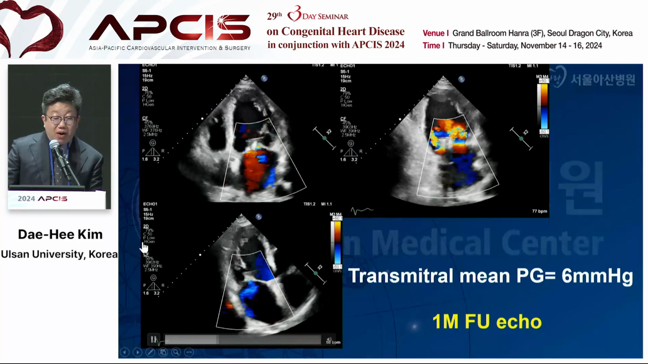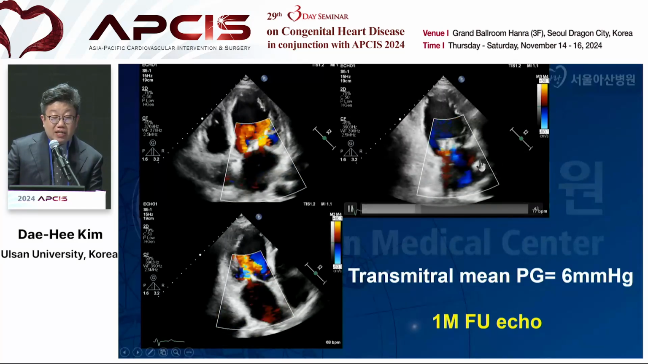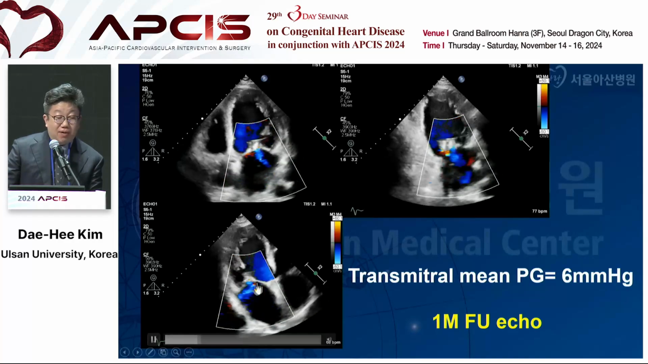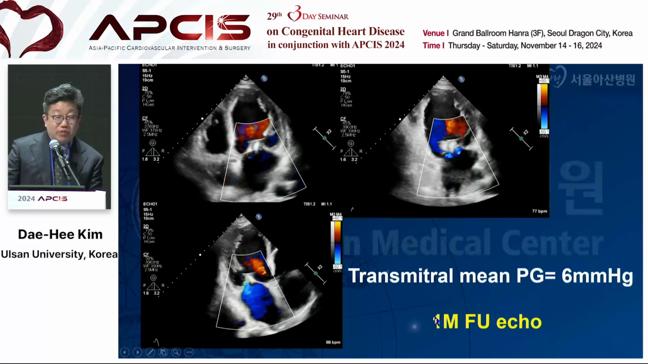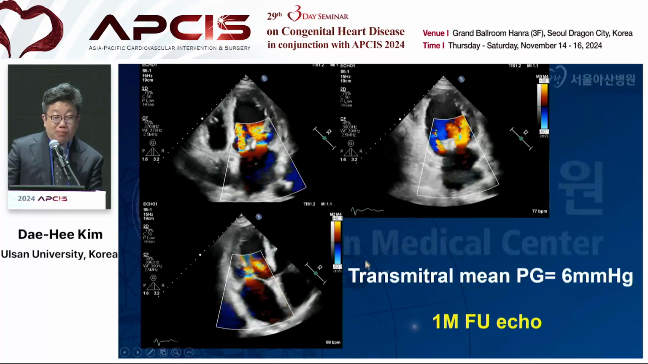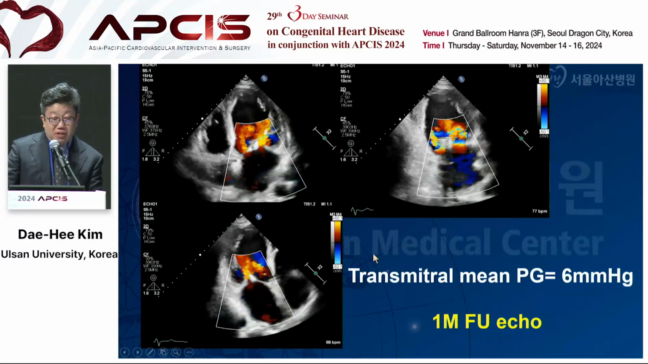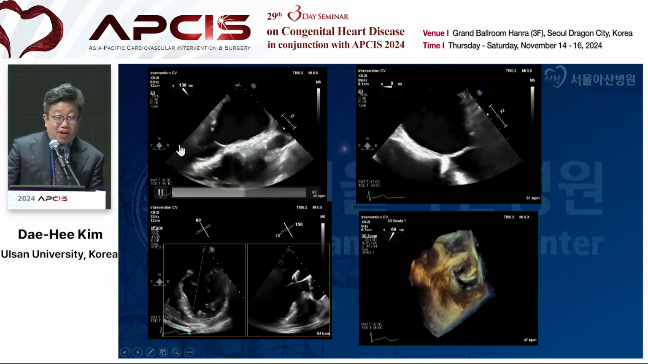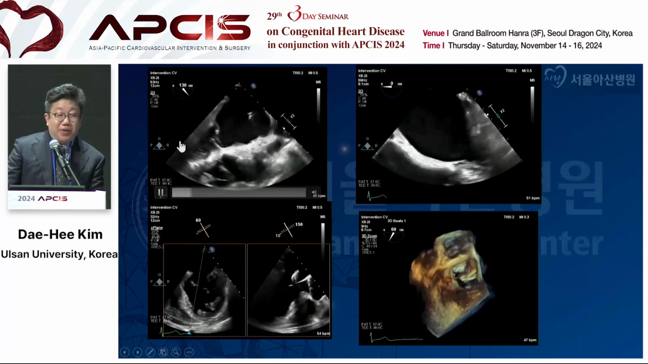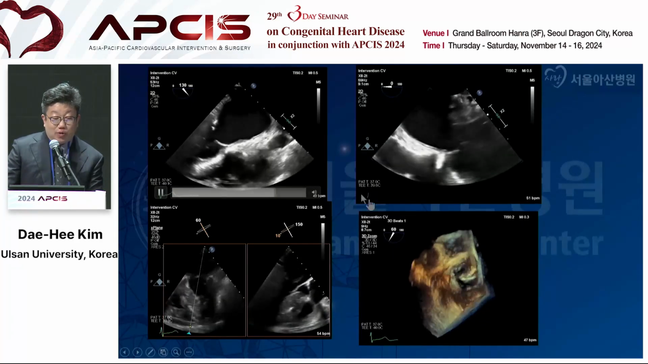After a 1 month follow-up echo, you can clearly see just one MR between the clip, and the mean pressure is just 6 mmHg, a successful result of the TF procedure in this patient. But just 1 month ago, we had great difficulty grasping in this patient.